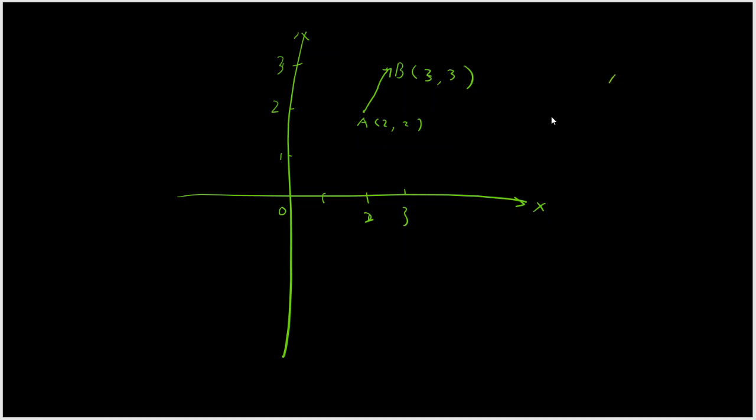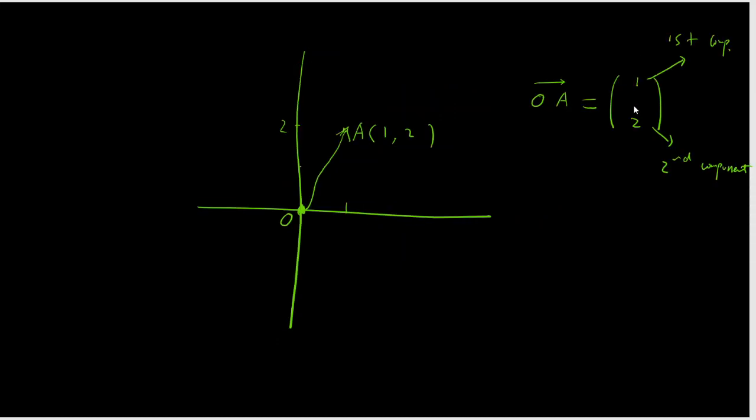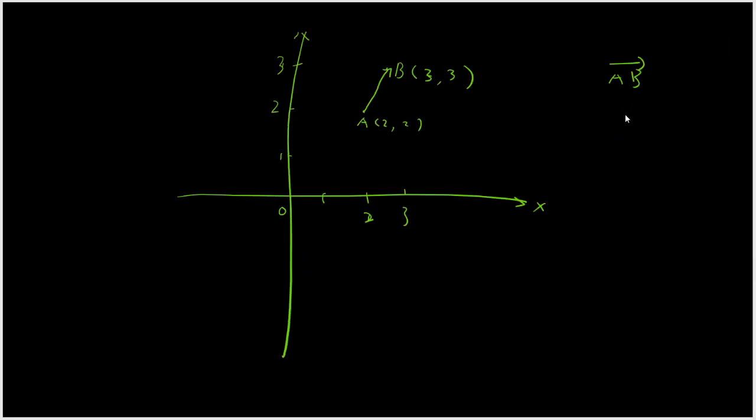A proper notation is something like this. If you know the notation for the initial point and the notation for the terminal point, the vector from A to B is represented by something like this. Now I'm trying to represent the vector AB using components. Earlier we just learned how to represent a position vector. Does that make sense?